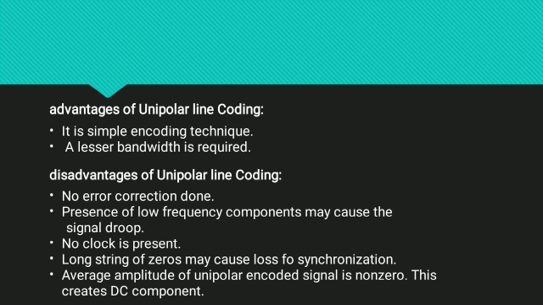Presence of low frequency components may cause signal droop. No clock is present. A long string of zeros may cause loss of synchronization. The average amplitude of a unipolar encoded signal is non-zero. This creates a DC component. This is about unipolar encoding in digital to digital conversion in computer networking.